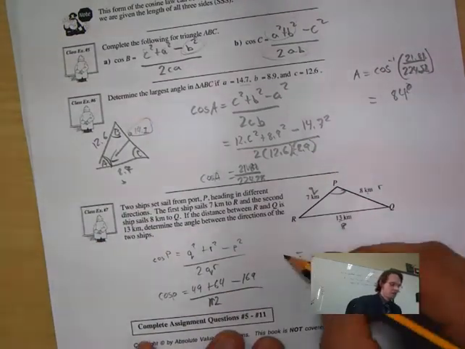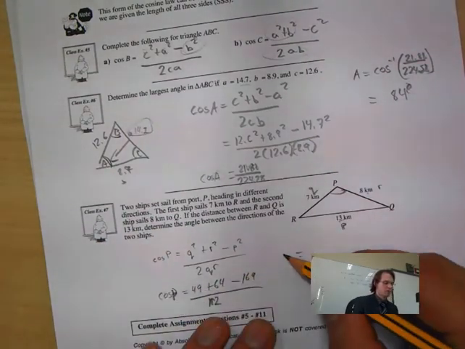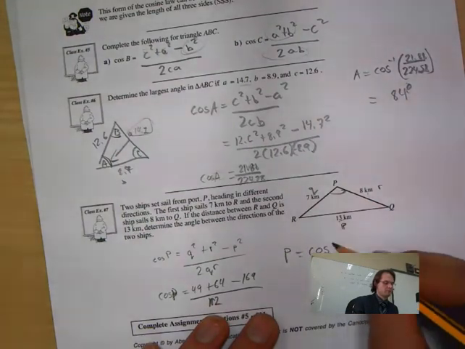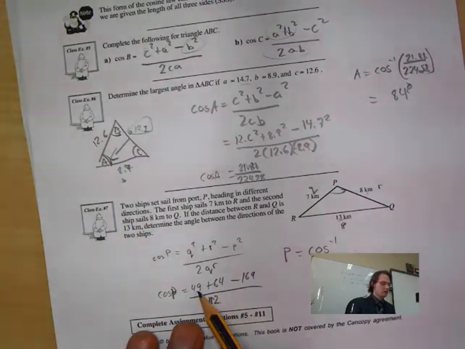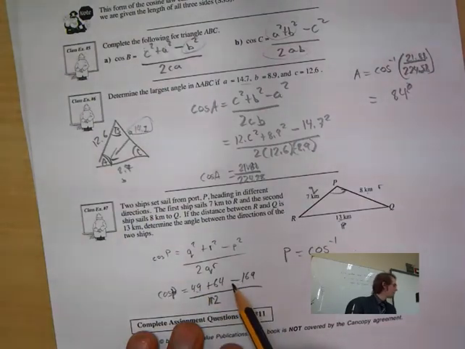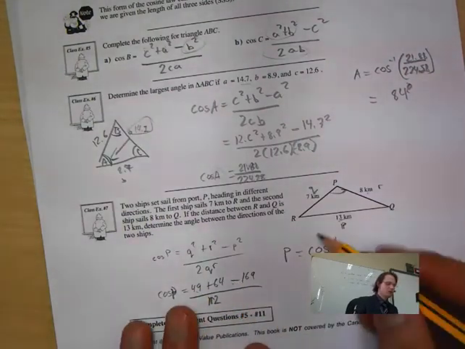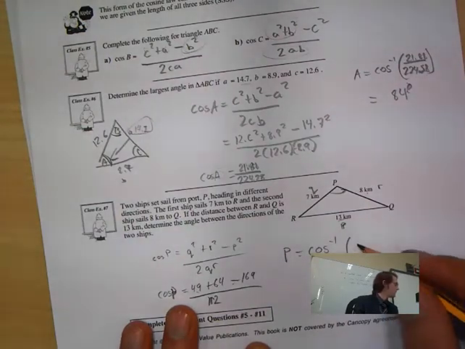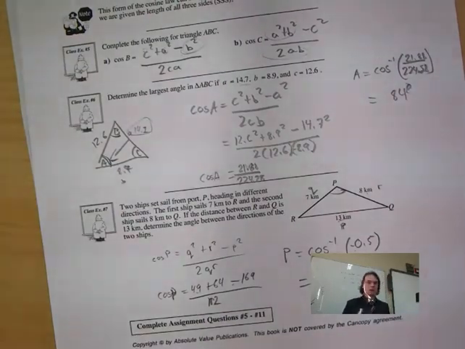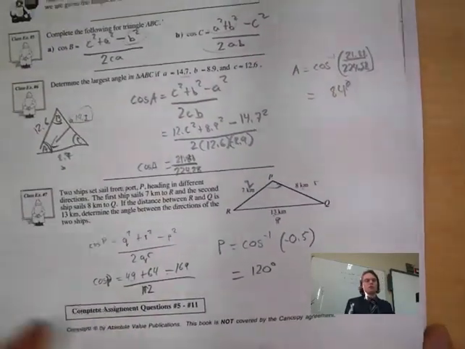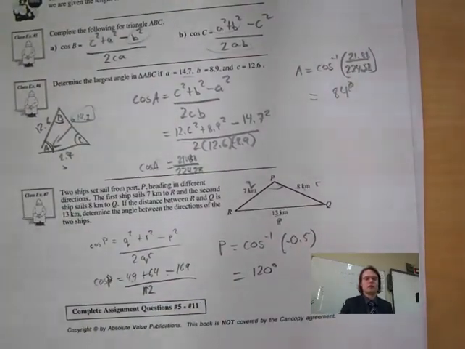Now we're looking at cos P is equal to, and we have to add these together. This is going to give me a negative. So we put that into our calculator and we're going to get negative 0.5. And that's going to give me a total of 120 degrees. And that's how you solve this. Good luck on your assignment, and I'll see you tomorrow as we work on the assignment together.